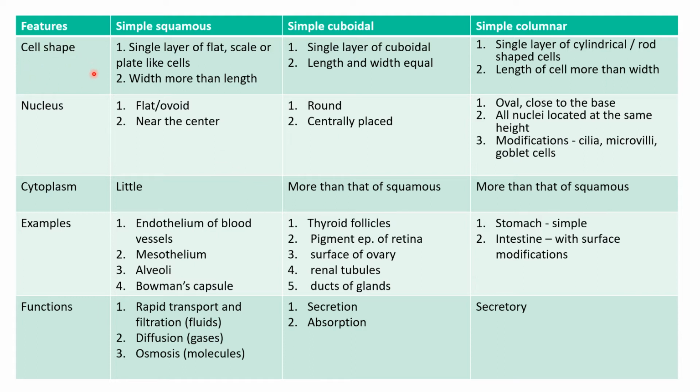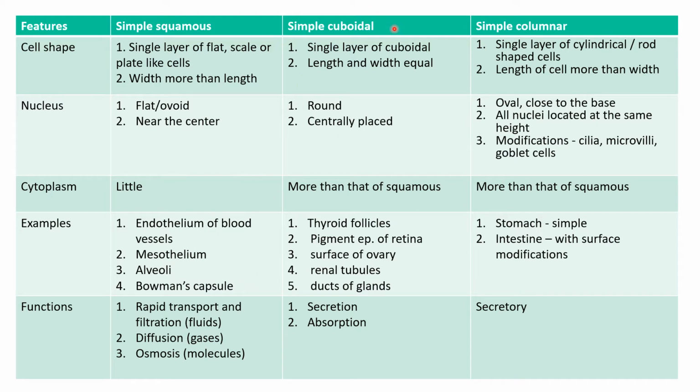In this table you can see the features: cell shape, nucleus, cytoplasm, examples, functions, all consolidated in one table. Simple squamous: single layer of flat, scale or plate-like cells. Width of the cell is more than the length. The nucleus is flat or ovoid near the center with little cytoplasm, and we have seen the examples: endothelium of blood vessels, mesothelium lining the cavities and the alveoli of lung, and the Bowman's capsule in relation with the nephron is also simple squamous epithelium. The function of simple squamous epithelium is rapid transport and filtration of fluids, diffusion of gases and osmosis of molecules.